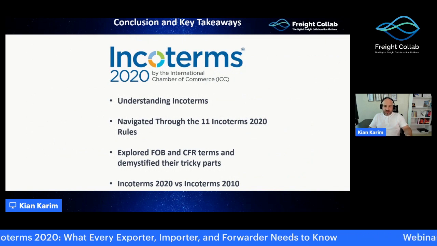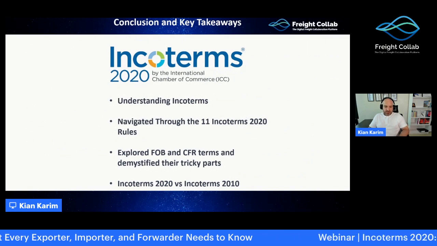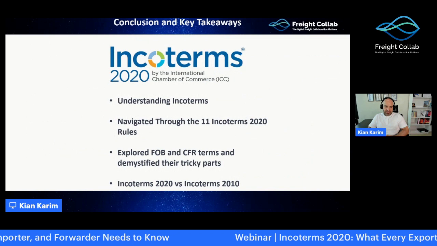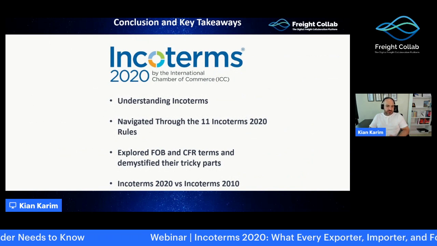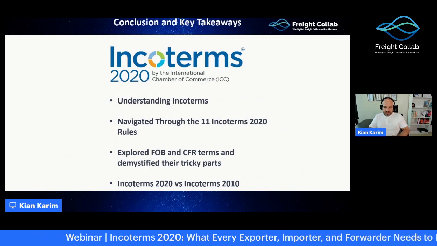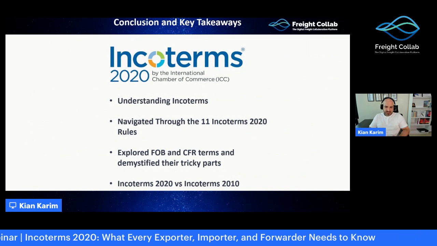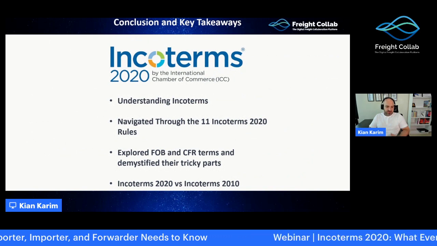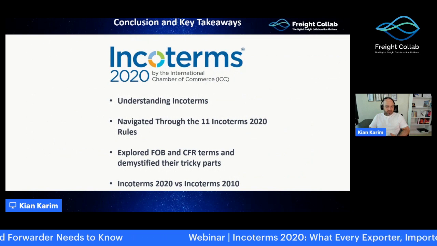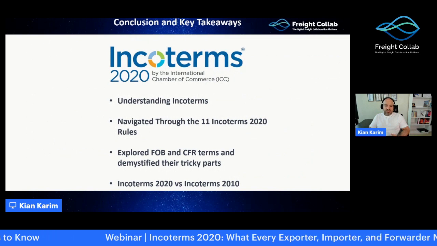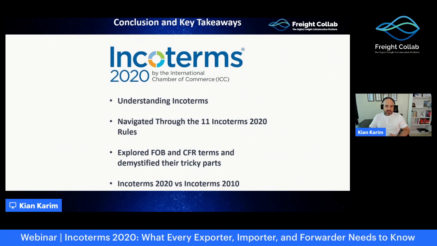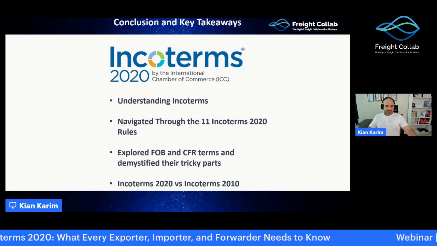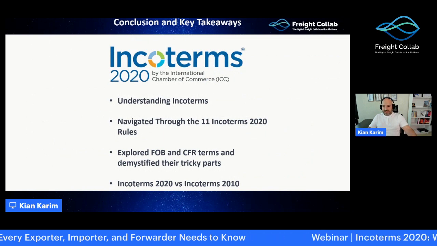In conclusion, mastering Incoterms 2020 is crucial for anyone involved in international trade. Adopting the right terms can prevent potential misunderstandings, reduce costs and risks, and ensure both parties are clear on their responsibilities. As global trade dynamics continue to evolve, staying informed and updated on such essential guidelines is paramount for success.